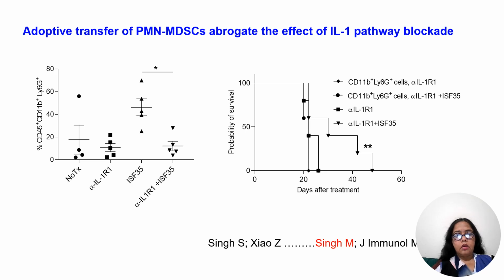Next, we found when we block interleukin 1 pathway, there is less PMN-MDSC in tumor. So blockade of interleukin 1 pathway reduce the number of CD40 agonist induced PMN-MDSC.